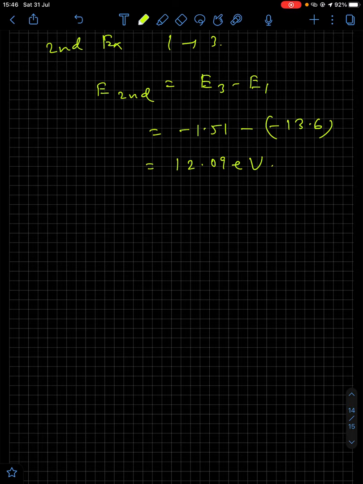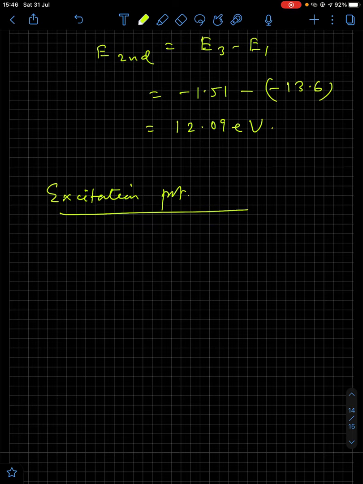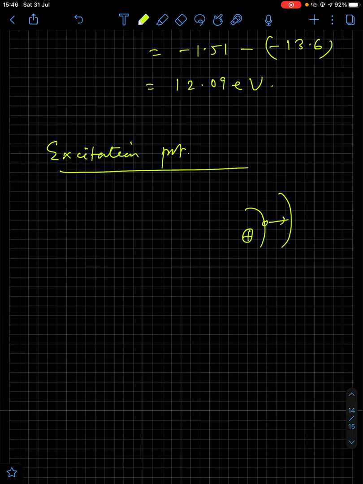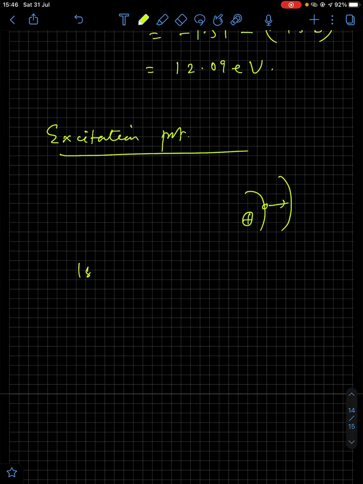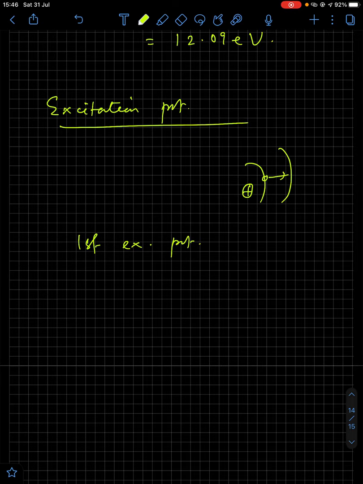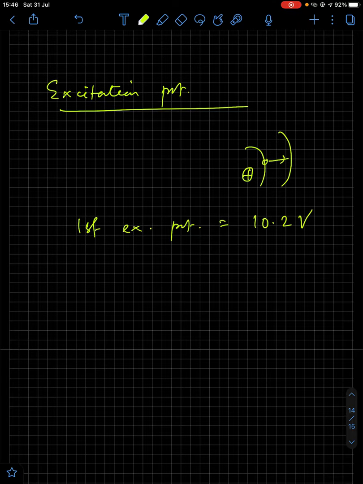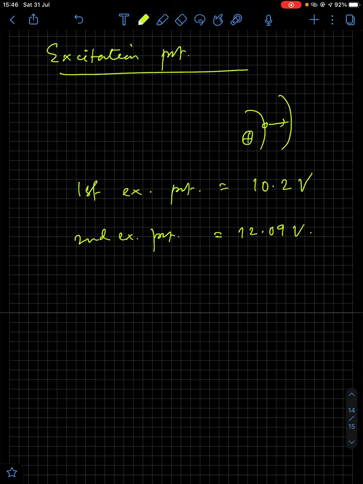Now we have excitation potential. This is just the potential, like measuring the same thing: the potential difference required to excite an electron to go from the ground state to any higher state. So the first excitation potential is 10.2 volt. 10.2 electron volt was the first excitation energy, so when calculating potential, you write down 10.2 volt. The second excitation potential is 12.09 volt, and so on. You can calculate the third and the fourth one.